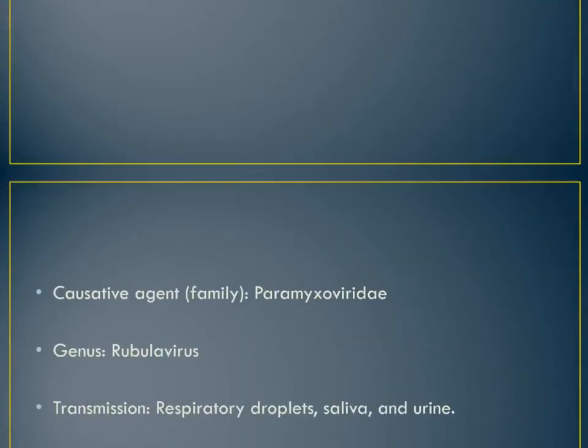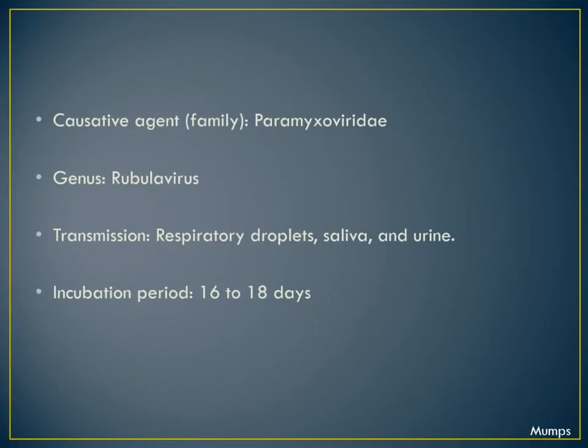The causative agent or family of mumps is Paramyxoviridae. The genus of mumps is Rubella virus, and the transmission of mumps is usually through respiratory droplets, saliva and also urine. And the incubation of mumps is usually around 16 to 18 days, which is around 2 to 3 weeks.